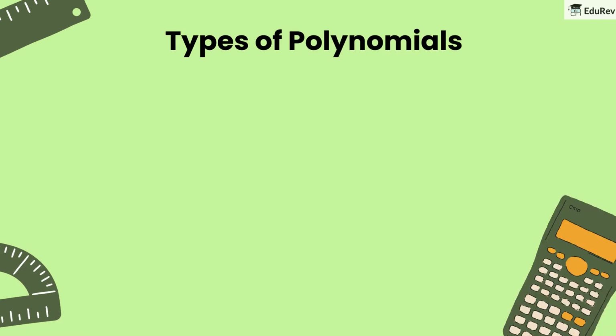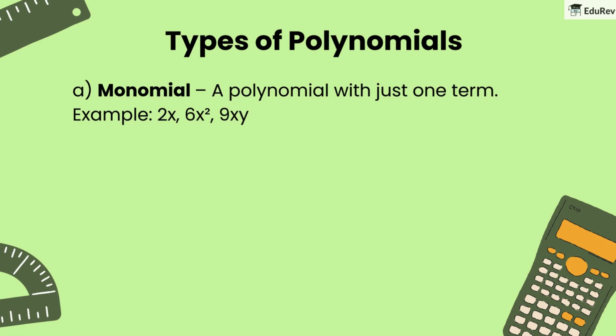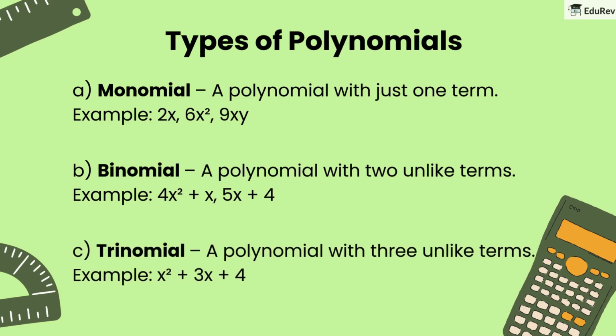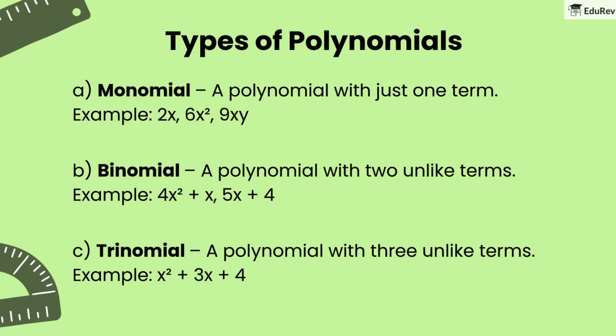Now let's look at the types of polynomials. A monomial is a polynomial with just one term. For example, 2x, 6x square and 9xy are all monomials. A binomial is a polynomial with two unlike terms, such as 4x square plus x or 5x plus 4. Lastly, a trinomial is a polynomial with three unlike terms, such as x square plus 3x plus 4.